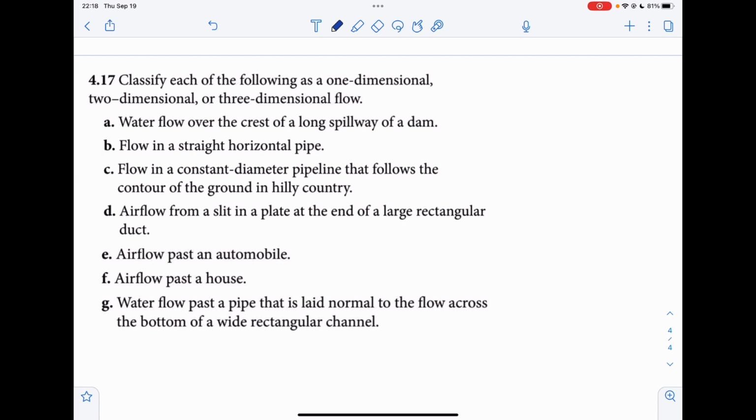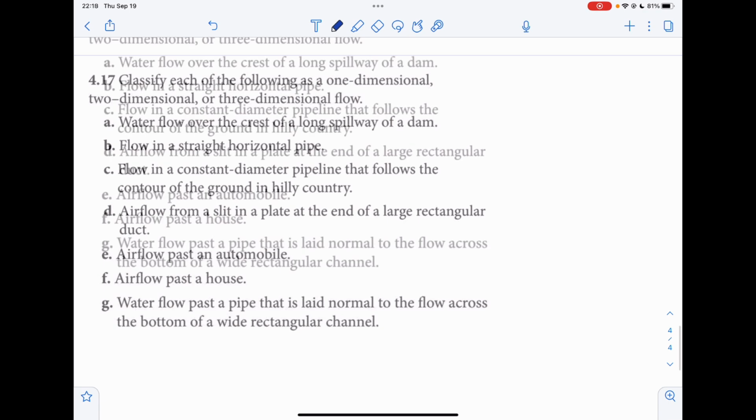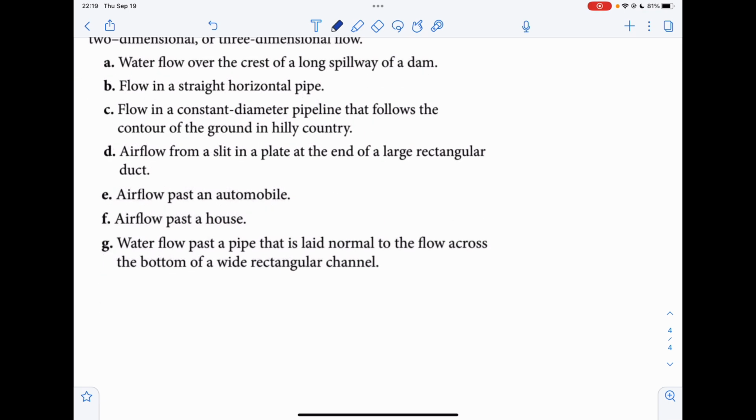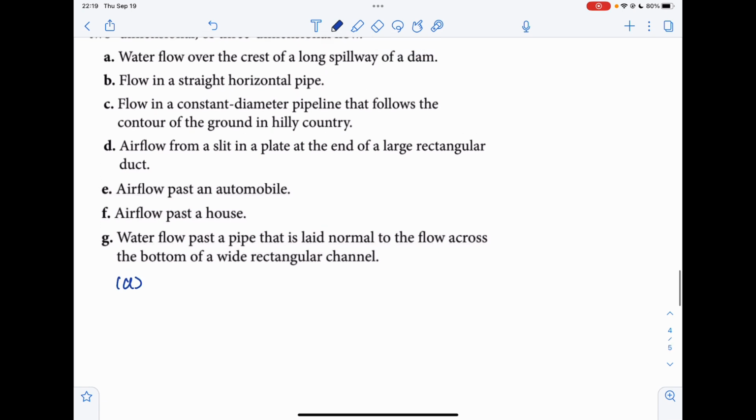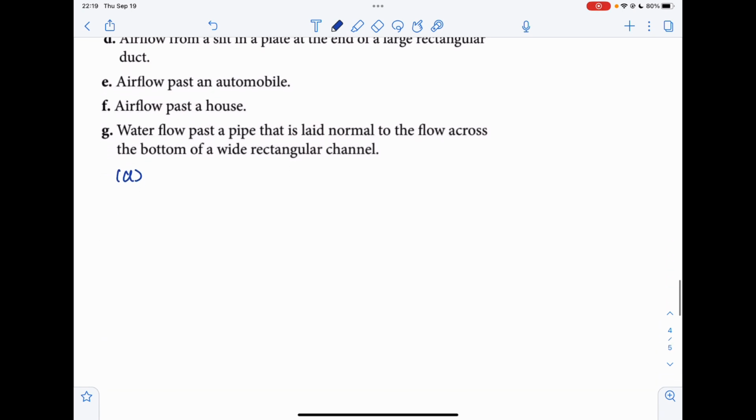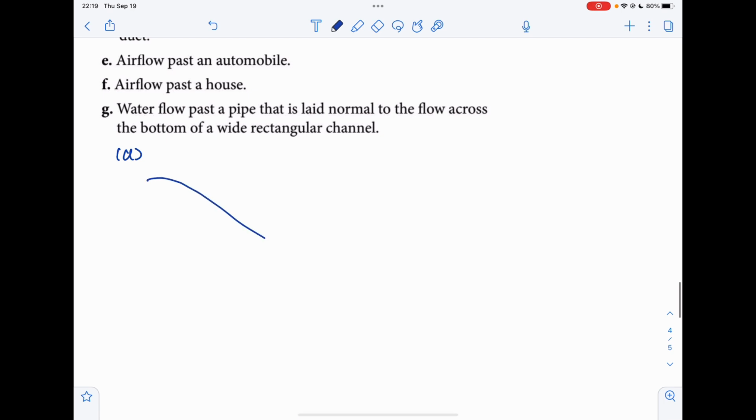So let's look at 4.117. This problem asks us to classify each of the following as one-dimensional, two-dimensional, or three-dimensional flows. For the first one, it's water flow over the width of a long spillway of the dam. So it'll be something like this. Okay. So this will be 2D.